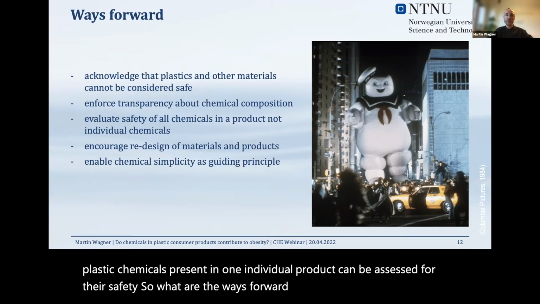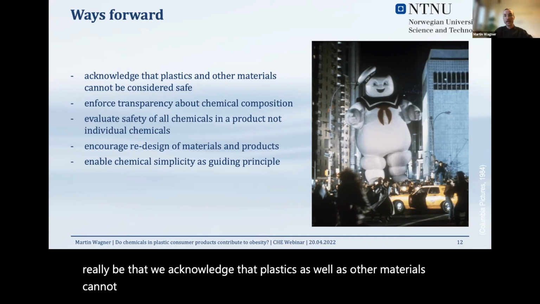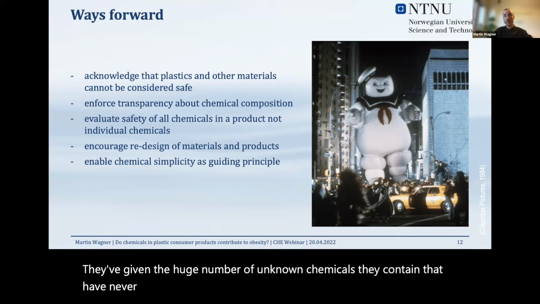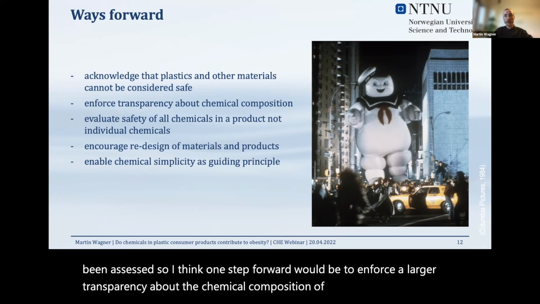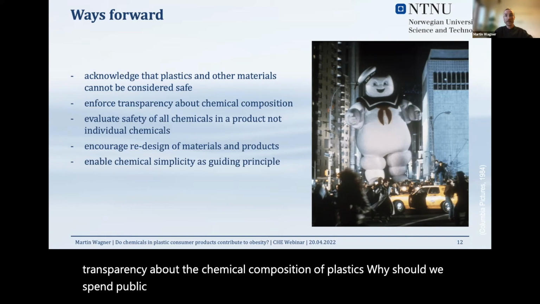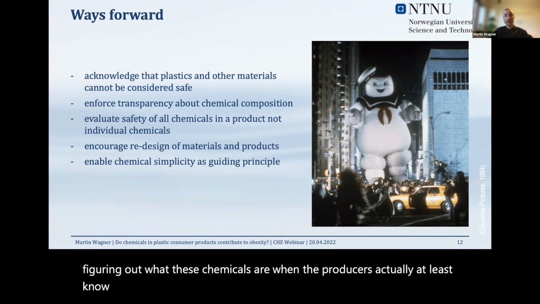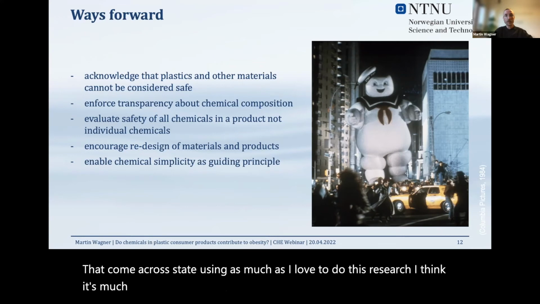I think the first step should really be that we acknowledge that plastics, as well as other materials, cannot be considered safe given the huge number of unknown chemicals they contain that have never been analyzed, have never been tested for toxicity, have never been assessed. So I think one step forward would be to enforce a larger transparency about the chemical composition of plastics. Why should we spend public money and a lot of years and resources on research figuring out what these chemicals are when the producers actually at least know which intentionally added chemicals they're using? As much as I love to do this research, I think it's much more efficient to promote transparency there.